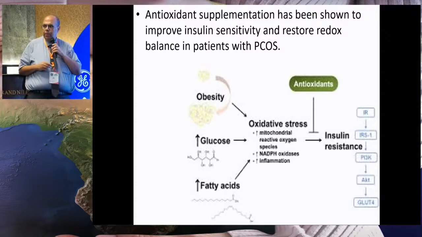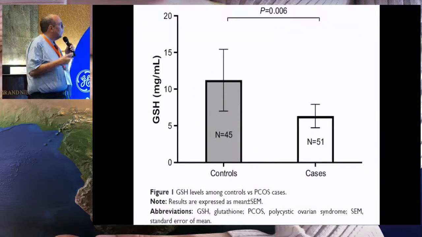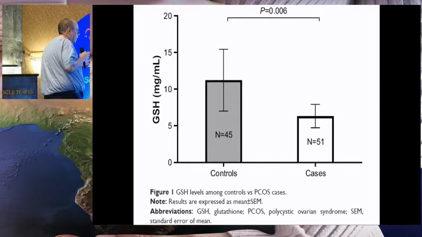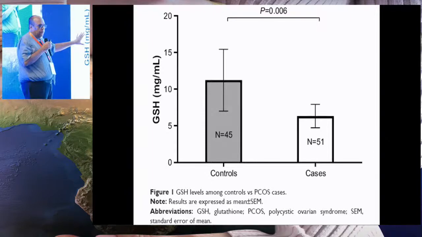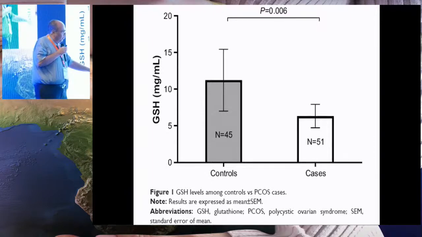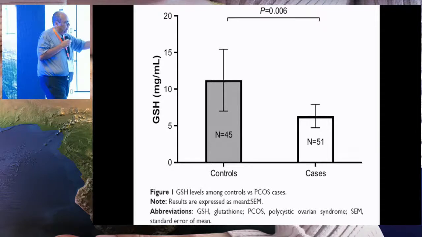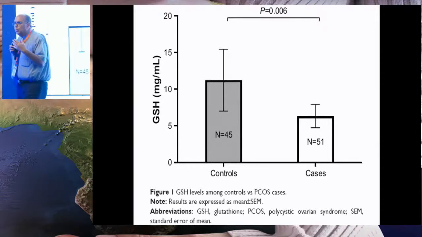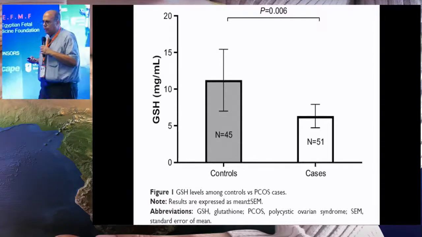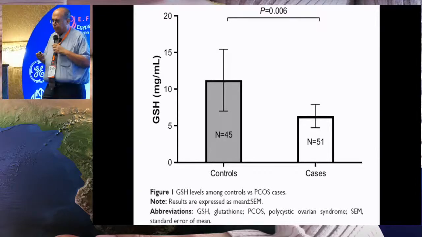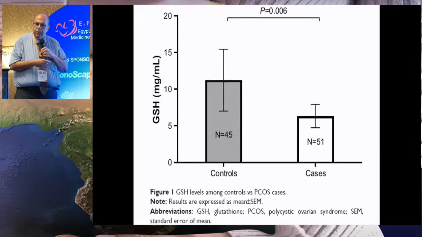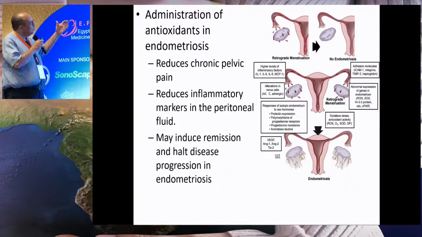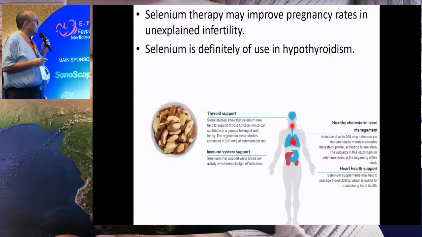Let's look at PCOS, one of the main causes of infertility. Let's look at glutathione in PCO. Now we need this for everything. In controls, glutathione level is here. In PCO, it's down here. This proves that we are using our glutathione. We are using it to defend ourselves against excessive oxidative damage. Why not supplement? In endometriosis, some studies, not many, say that we can improve inflammatory reaction.